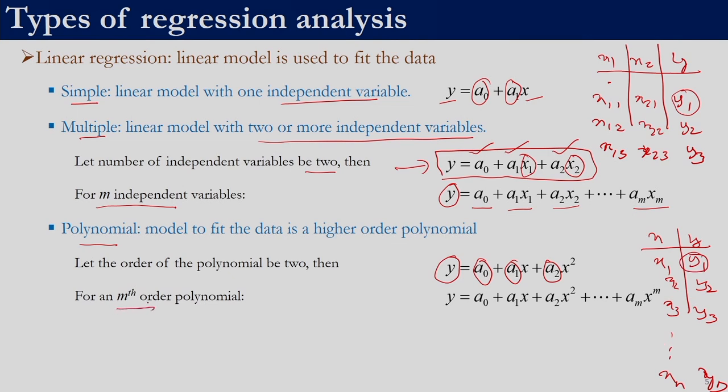So if you want to fit an mth order polynomial, this is what the model would look like: a0 plus a1 x plus a2 x square plus a3 x cube all the way up to am x power m. Here if we see all these three cases, simple regression, multiple regression, and polynomial regression, the coefficients a0, a1, a2, and all the way up to am are unknown. Their power was 1. So that is why this is linear regression, right? For example, here we have x square. That does not make it non-linear regression because the data points x are known. What is not known are the model coefficients.